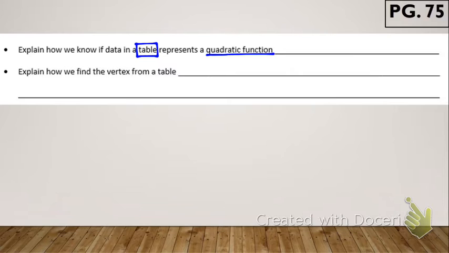When I'm looking at a table, the first thing I need to know is whether or not it's quadratic. If there are constant second differences in the y values, constant second differences in the y values means we are looking at something that is quadratic.